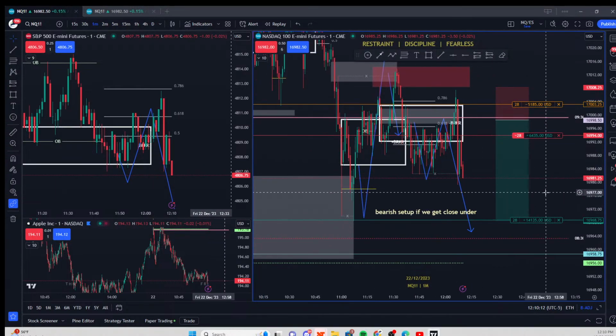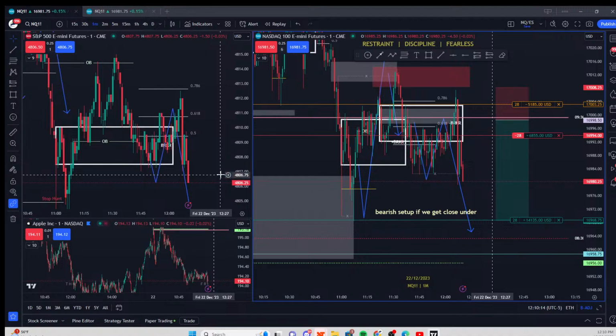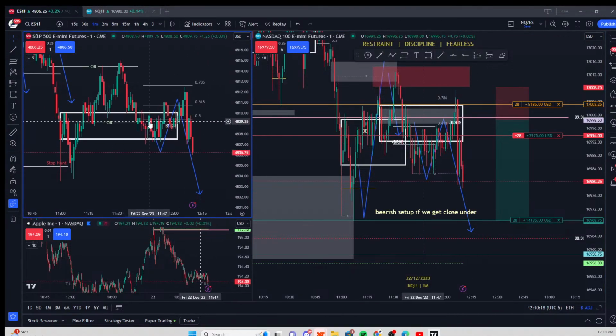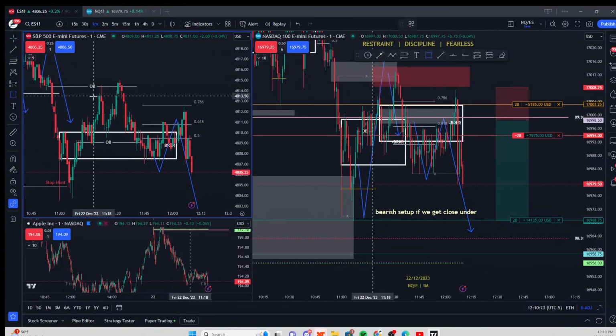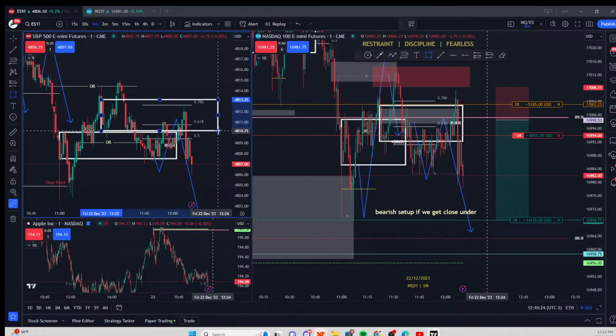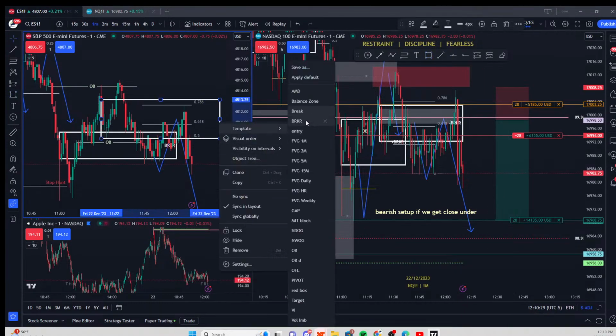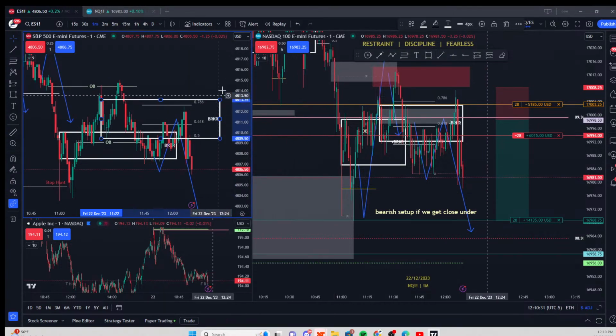Run over these lows, baby. Similar to what I described on ES, once we violate this breaker, we already have this next one, which we're keeping in mind, right? And then this is also a tap into premium.